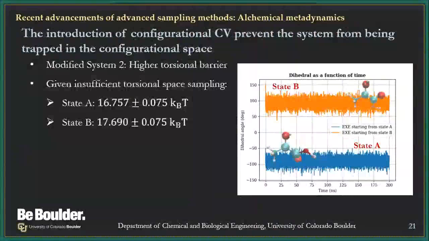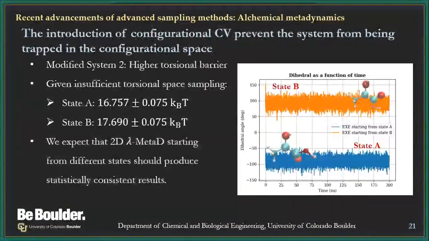And in the figure, you can see that during the expanded ensemble simulations, the system could not sample all the values of the dihedral angle. We later performed 1D alchemical metadynamics, which produced similar results to expanded ensemble because they are theoretically the same. And right now we are currently running 2D alchemical metadynamics simulations starting from different torsional states, and we want to prove that these simulations can produce statistically consistent results, showing that the introduction of the configurational CV could prevent a system from being trapped in the configurational space.